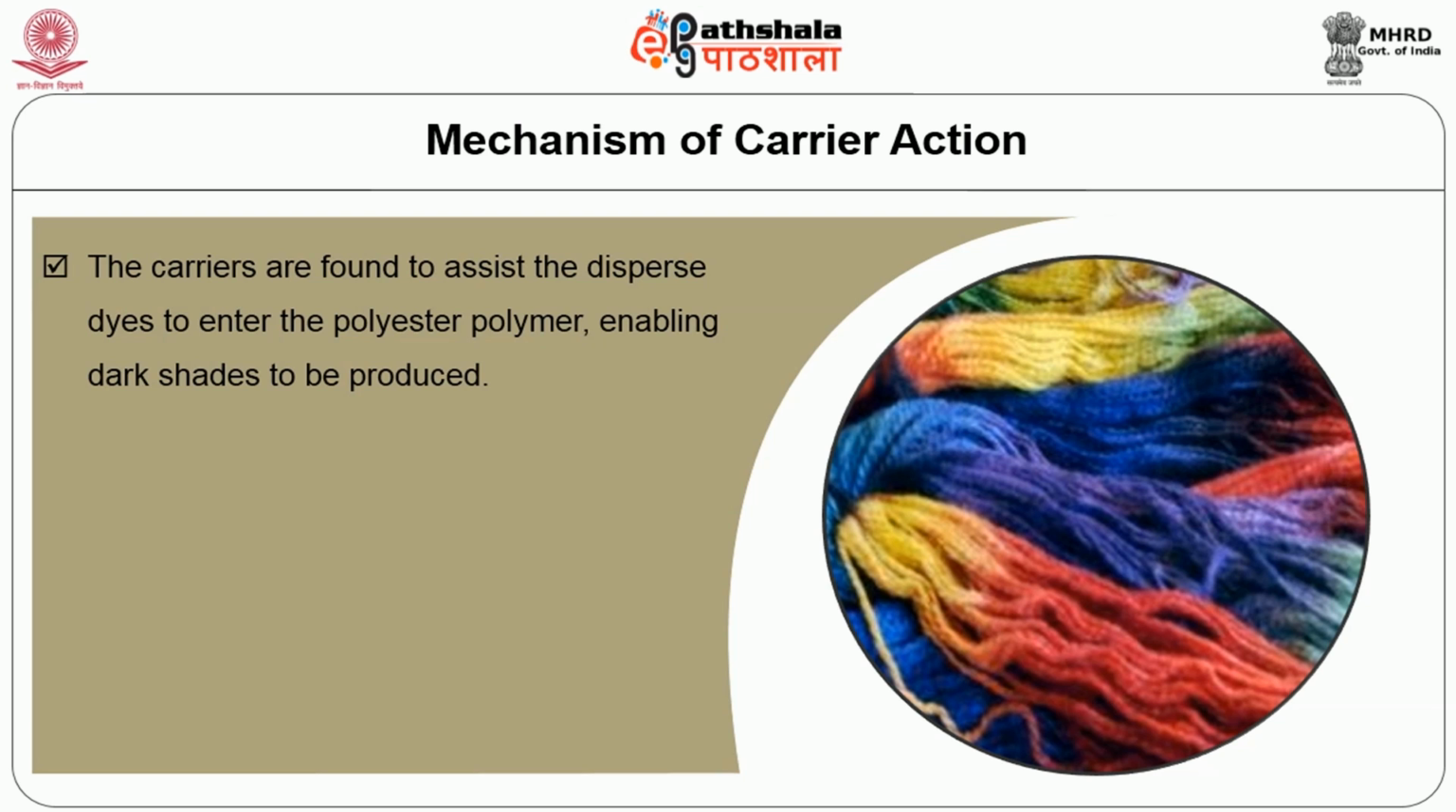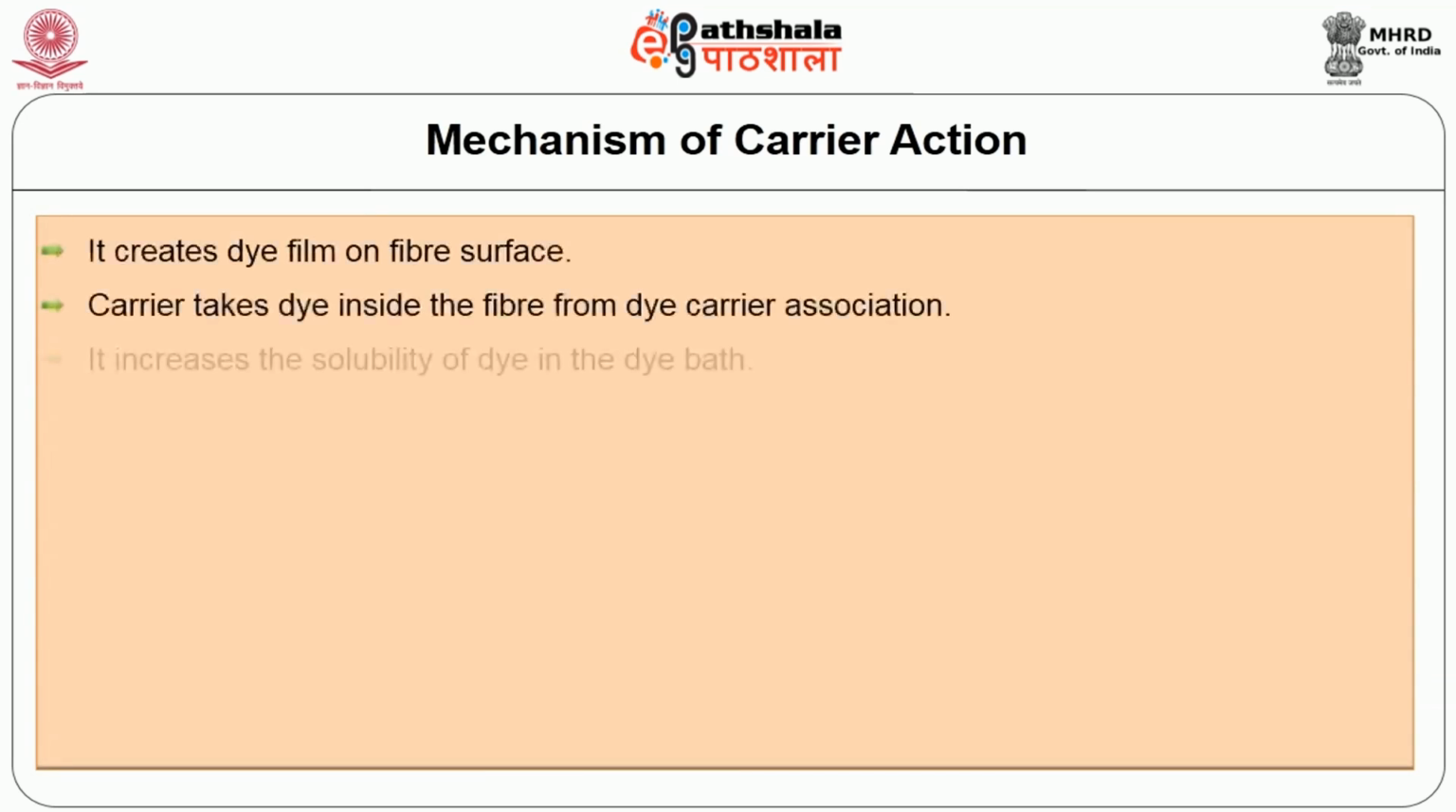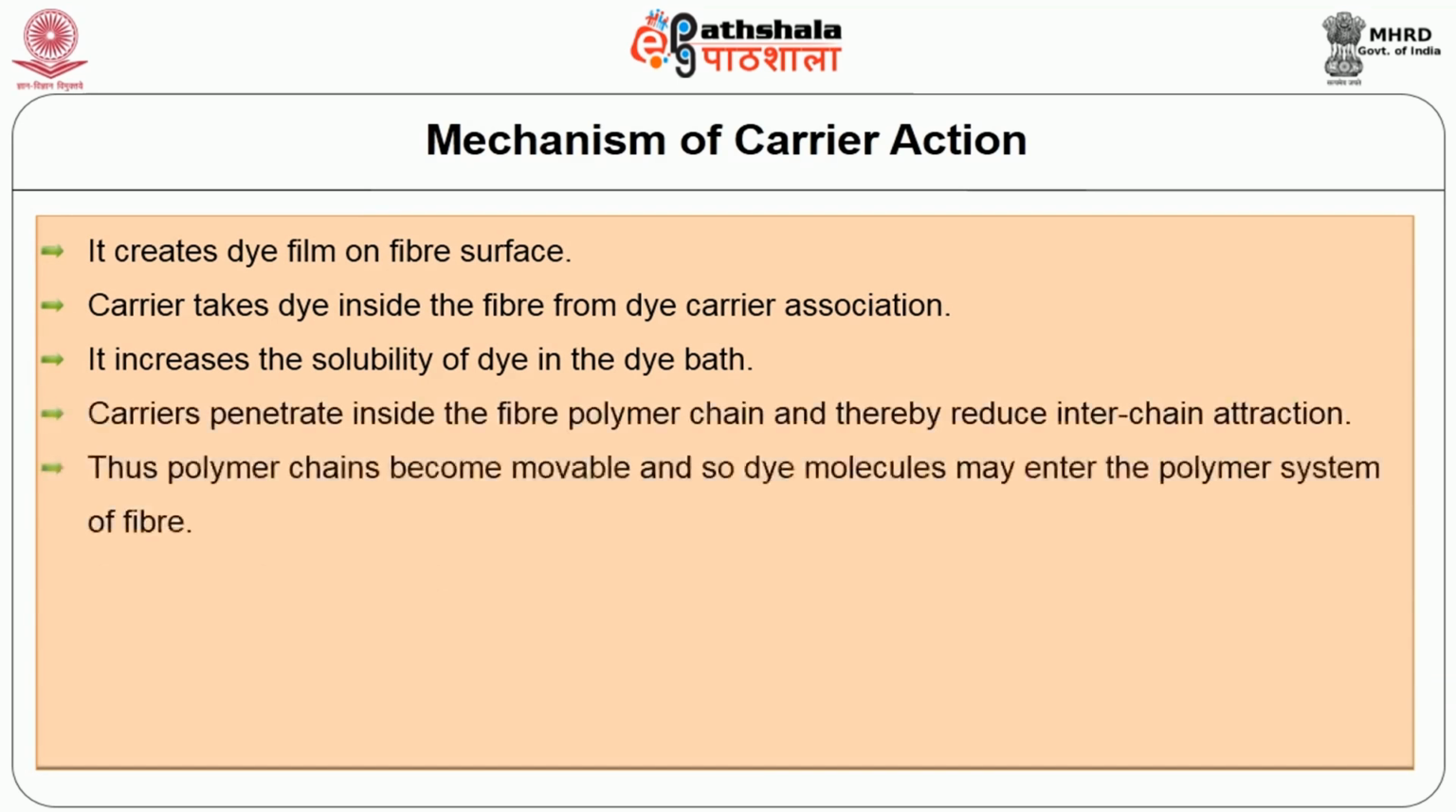The carriers are found to assist the disperse dyes to enter the polyester polymer, enabling dark shades to be produced. The carriers swell the polyester fibers and ultimately cause relaxation. They open up the internal fiber structure, that is, it increases interpolymer space and lets the dye molecules enter the polymer system easily and rapidly. Its action may be described as below.